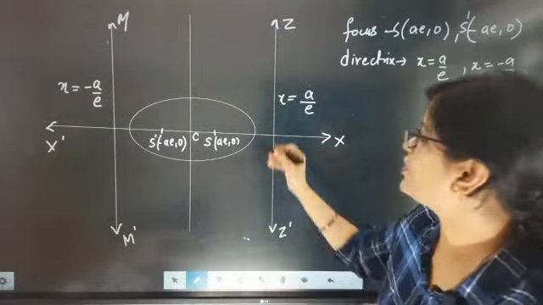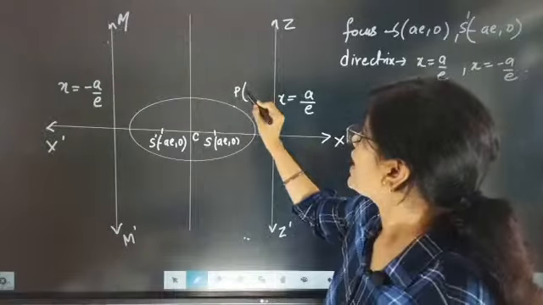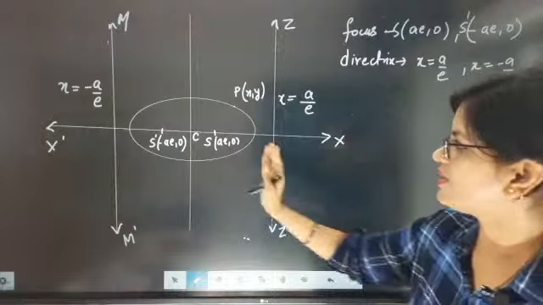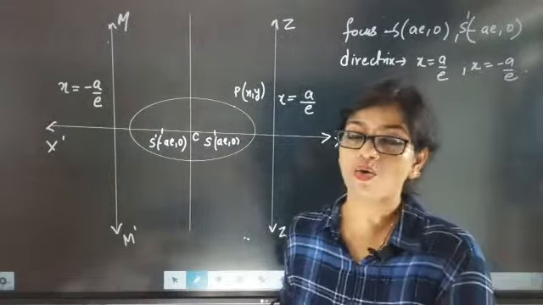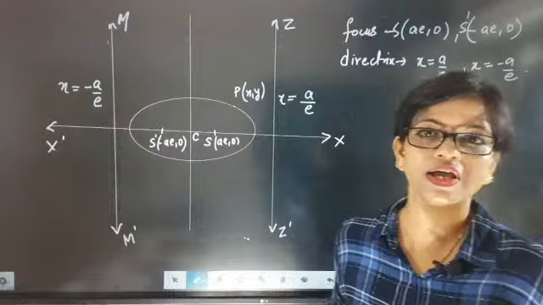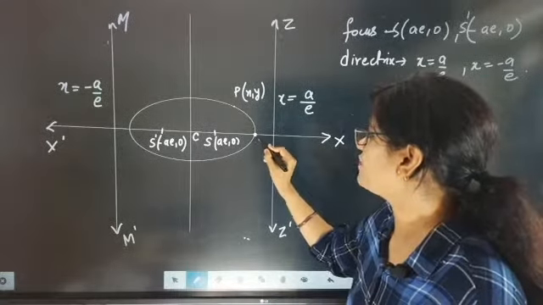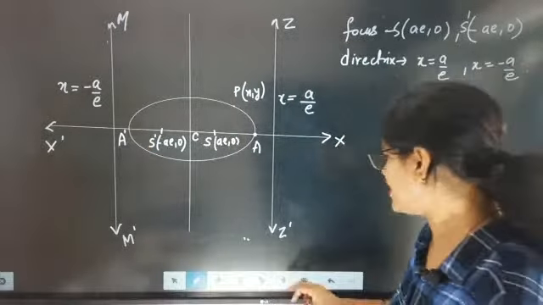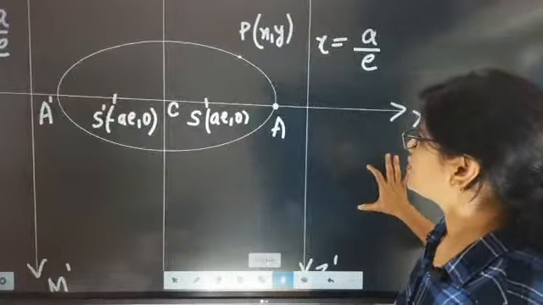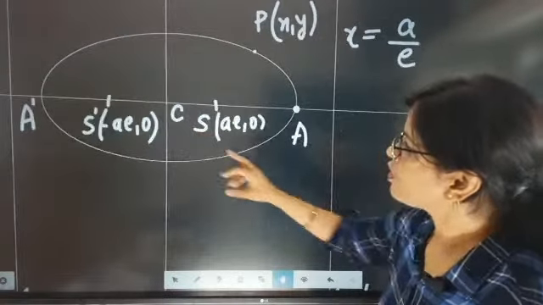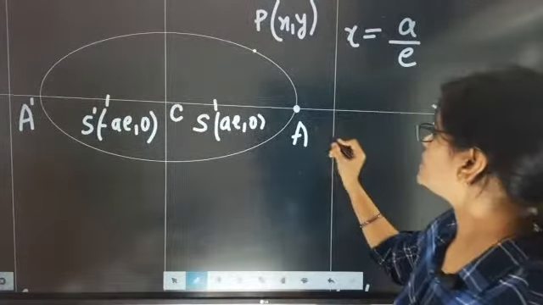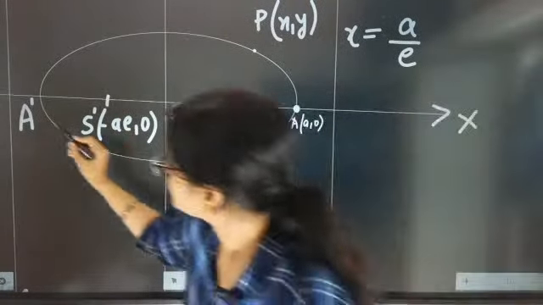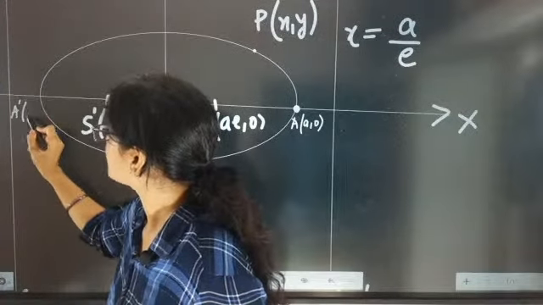Now we are going to take an arbitrary point P here, and P will be considered as (x, y). Another important content we understood. Now the vertex points we are going to discuss. Here the vertices will be A and A dash. I'm just going to increase the size so that we can write the vertex points nicely. From the origin, the vertex will become (a, 0) and this point will become (minus a, 0).